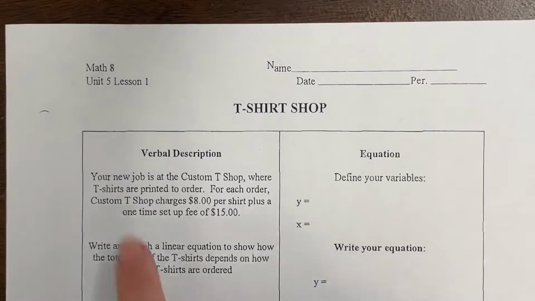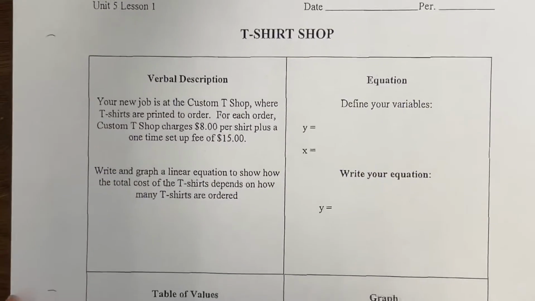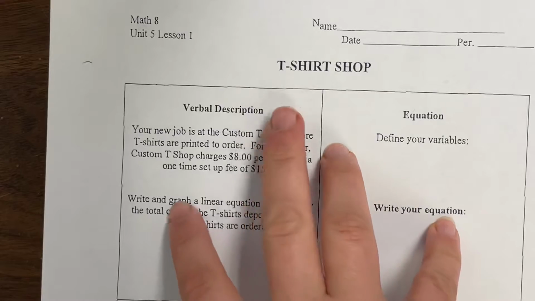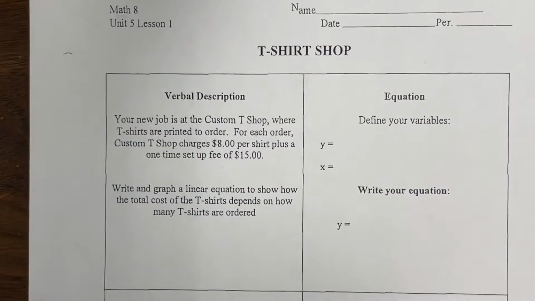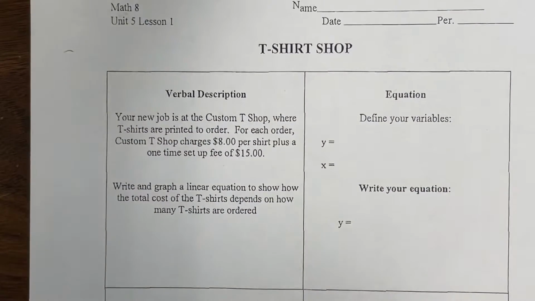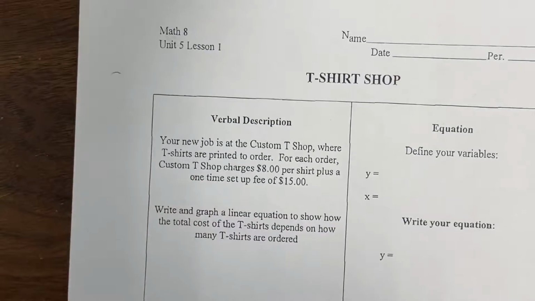Go for Unit 5, Lesson 1 homework. We're looking at two scenarios here. The first page is a t-shirt shop. Second page is towing services. Okay, so we have a whole page just dedicated to this story. So here is our story.